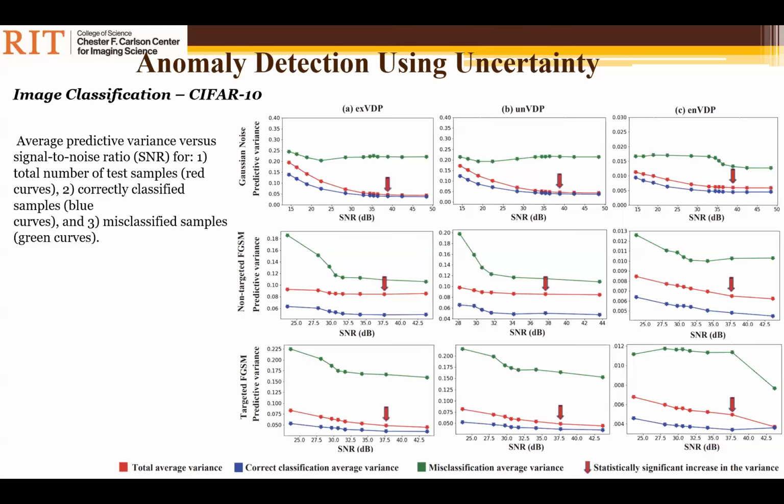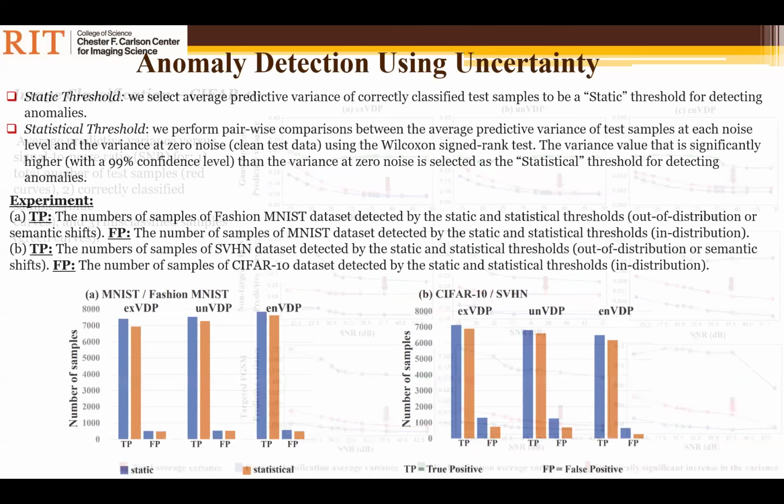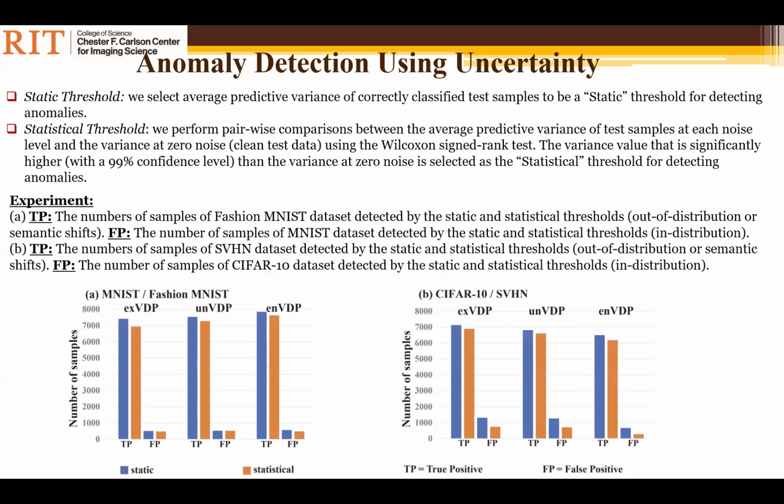So this is a similar experiment, but for the CIFAR-10 dataset. Here we're designing 2 types of thresholding technique. We want to set up a threshold on that variance in order to decide if the input sample is an anomalous sample versus a clean sample, similar to the training data samples. One we call the static threshold, where we basically compute the average variance over test samples when we have clean samples, when we don't have any noise injected on the test samples.